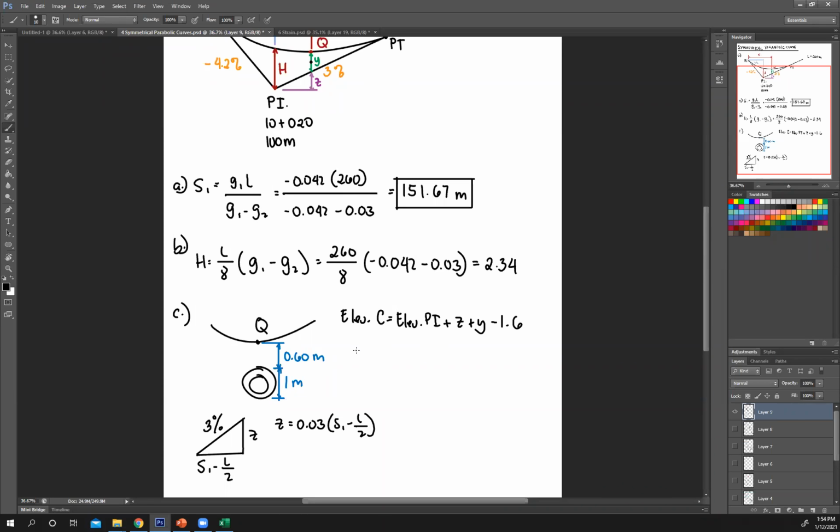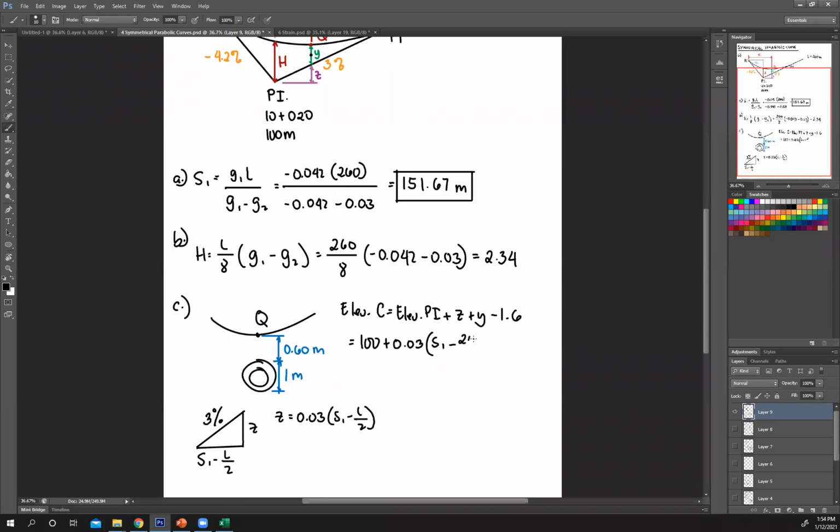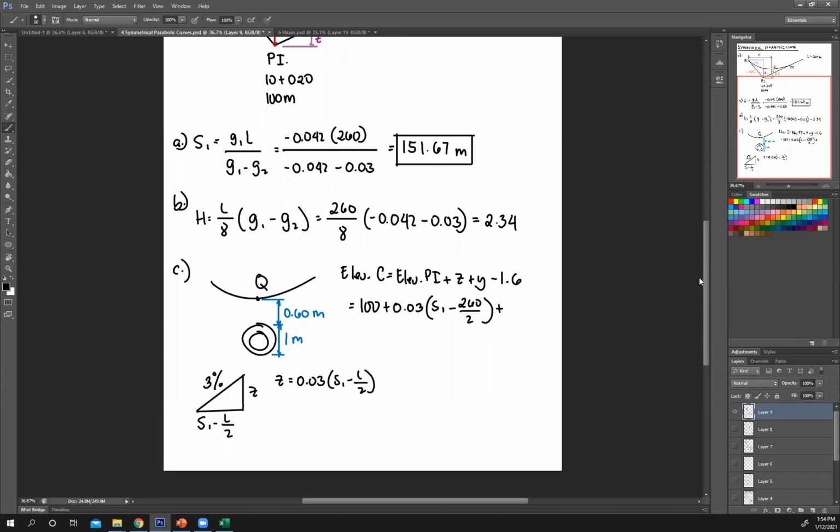Okay? Let's write out, right? 1.6. Write that out. So elevation of PI is 100 plus Z. Z is 0.03. S1 is this minus L over 2. L is 260 plus Y. Now my problem is what's Y? So to solve for Y, remember this equation, Y over X squared equals H over L squared or L over 2 squared.